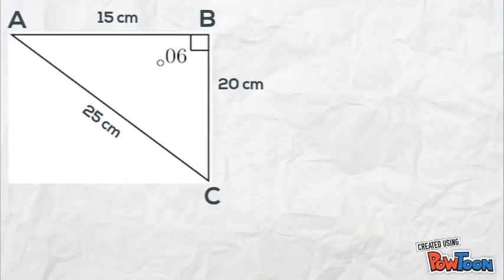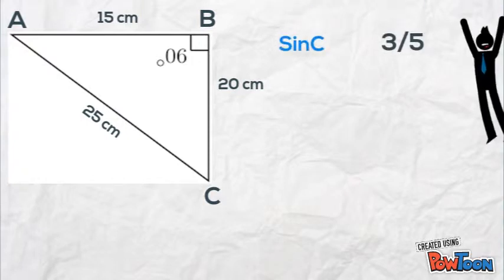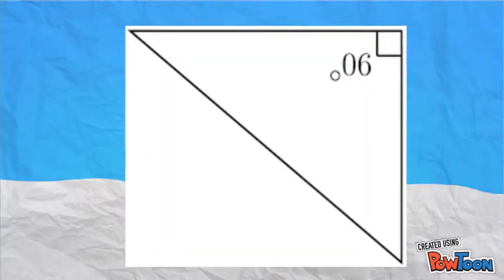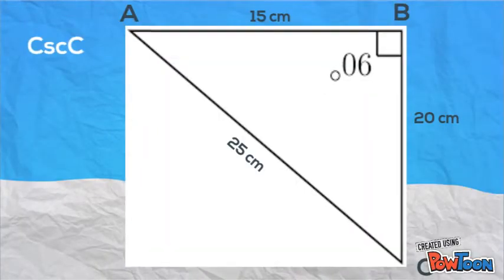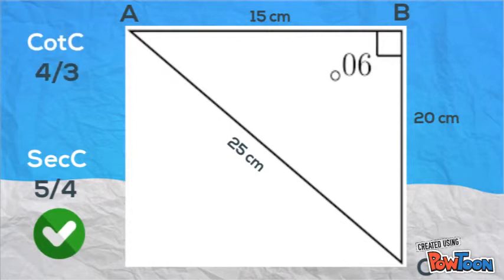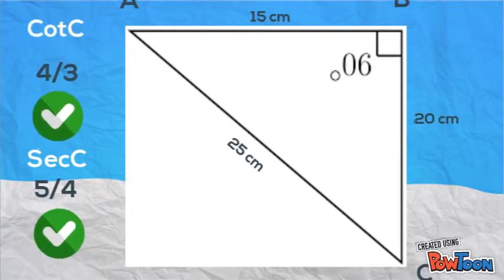The sine of C would be 15 over 25. The cosine, 20 over 25, and the tangent of C would be 15 over 20. So the cosecant of C would be 5/3. The secant of C would be 5/4. And the cotangent of C would be 4/3.